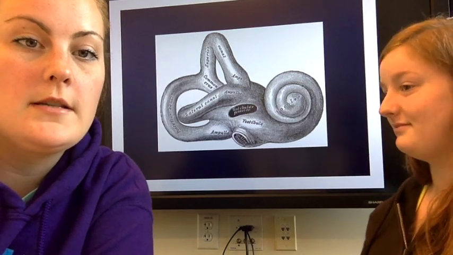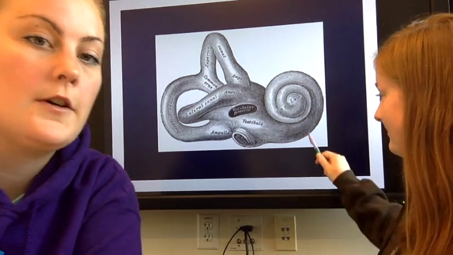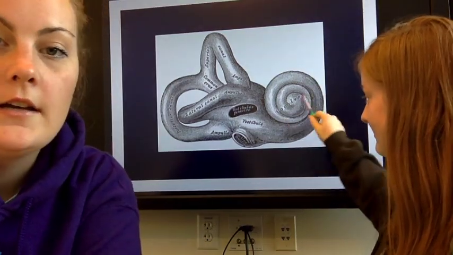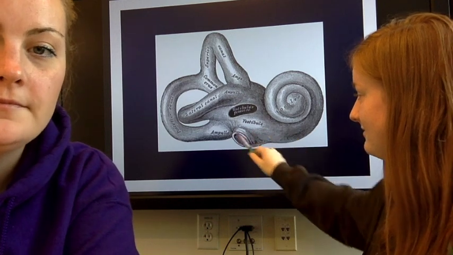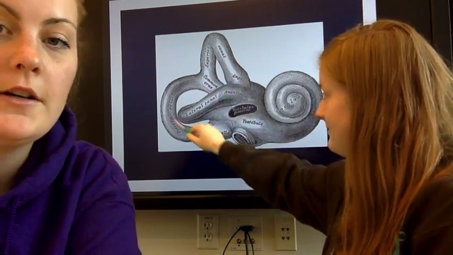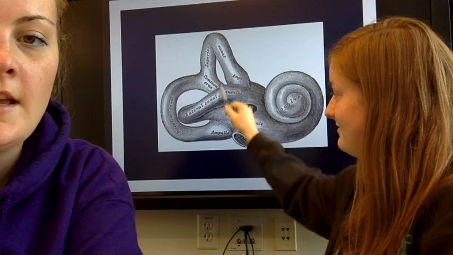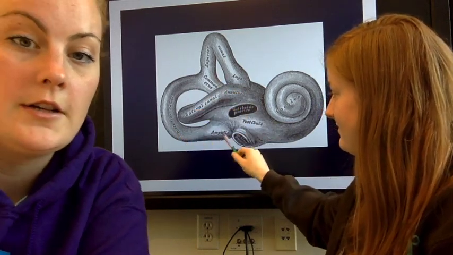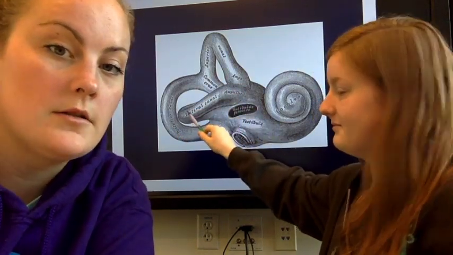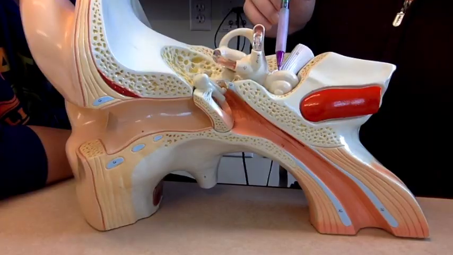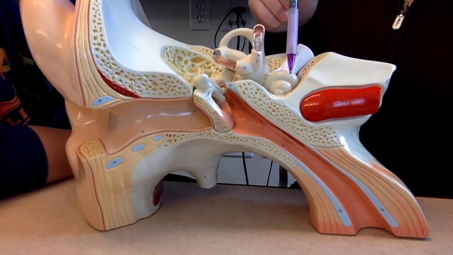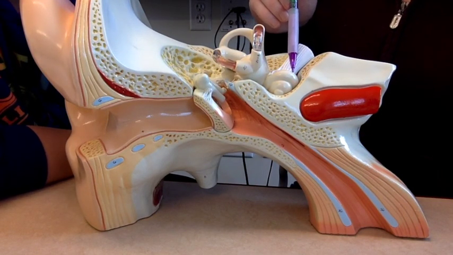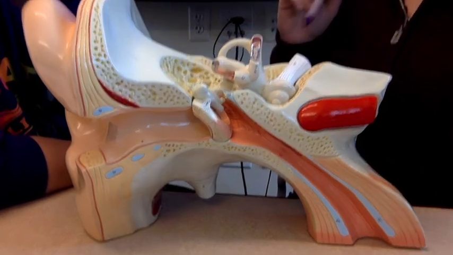These are the three basic areas of the inner ear. First is the cochlea and the vestibule, the superior semicircular canal, the posterior semicircular canal, and then the horizontal semicircular canal. This is the cochlea in the inner ear. When it is sitting in this position, it makes 2.5 turns.